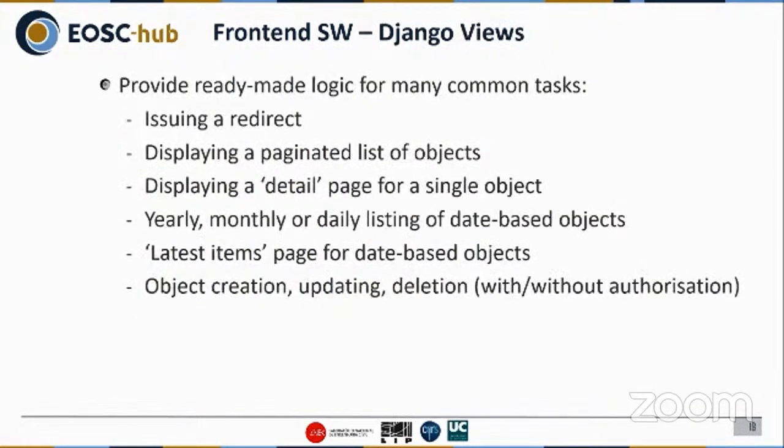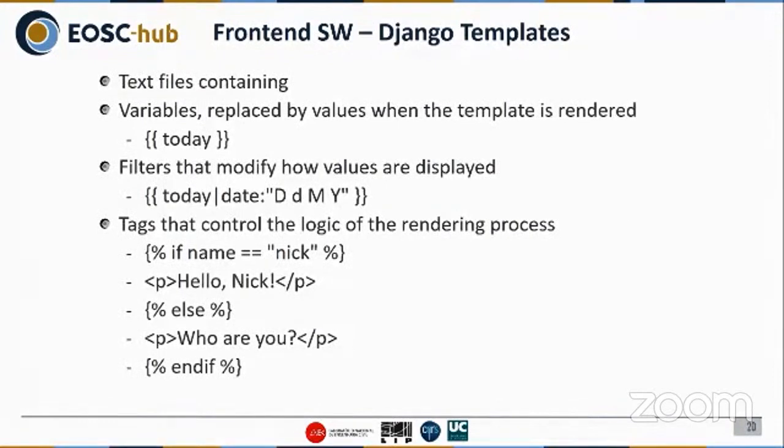In terms of Django views, they are ready-made logic for many common tasks. They can issue a redirect, display a paginated list of objects, display a detailed page for a single object, or more importantly, object creation, updating, and deletion, with or without authorization. In templates, we have text files or HTML files that contain variables, filters, and tags that control the logic of the rendering process. We have here some of those examples.